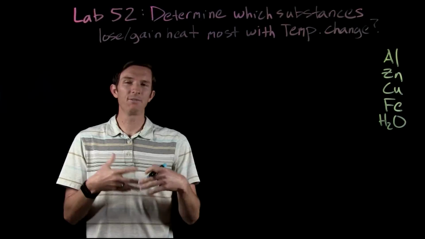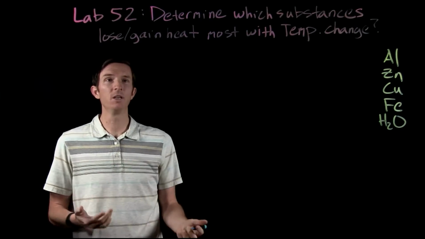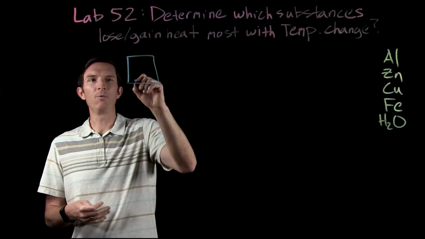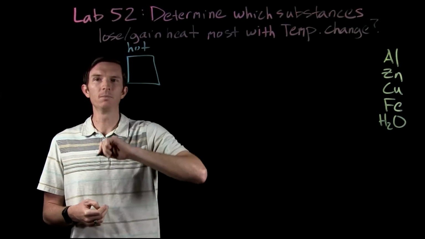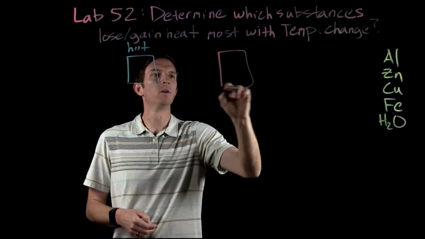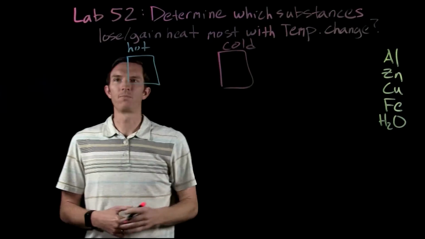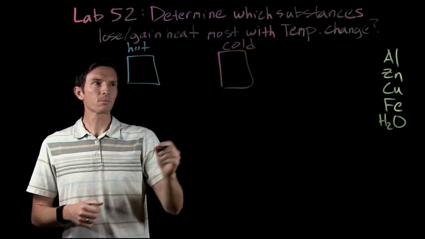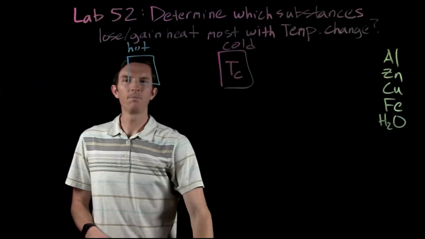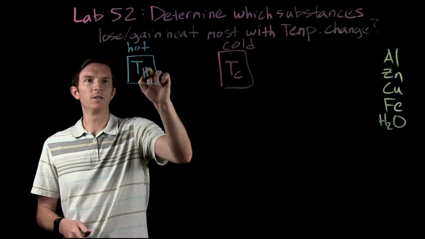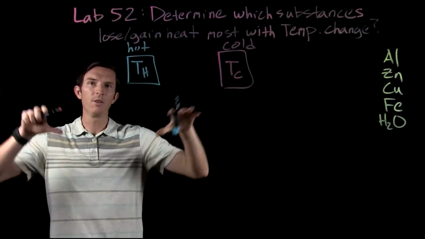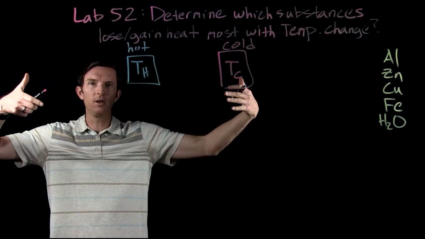So what we need to do is first have a background in this idea of heat transfer. What if we have a hot object, and we also have a cold object? I'm going to call this cold object sitting at Tc, and this hot object sitting at Th. So this is the temperature of the hot object and the temperature of the cold object. Now when they're separate, they're just going to stay at the temperatures that they are.